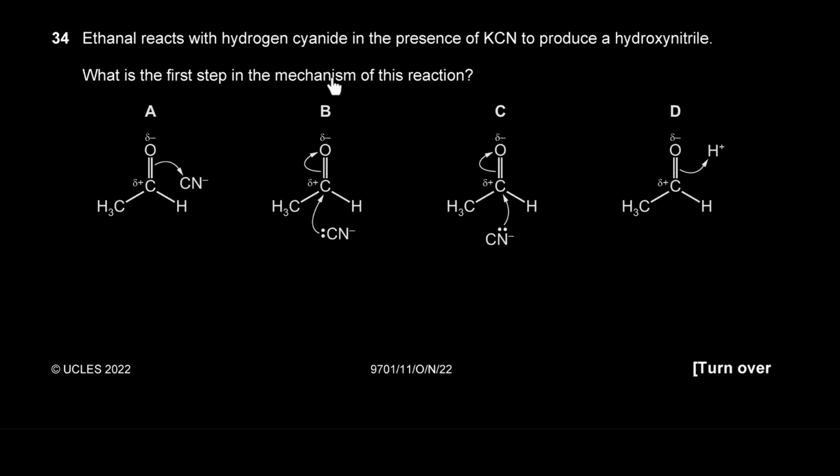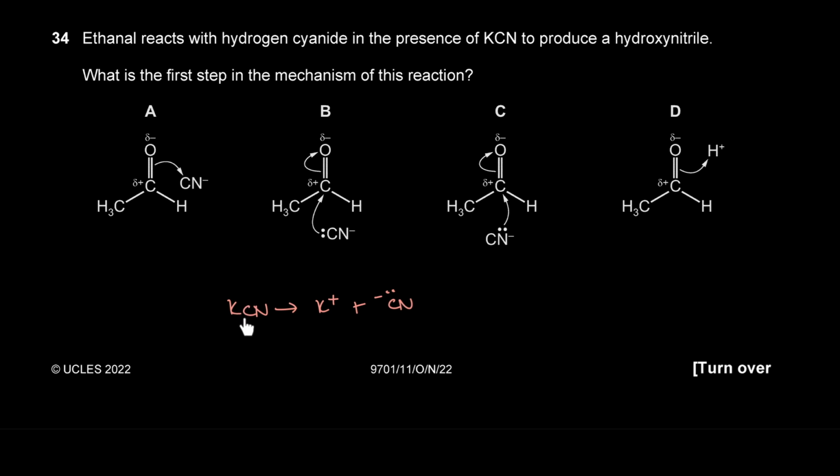What is the first step in the mechanism of this reaction? This is a nucleophilic addition reaction. We have an aldehyde reacting with HCN, and KCN is the catalyst. In this reaction, the cyanide ion is the nucleophile, and your initial source for the nucleophile is your catalyst.